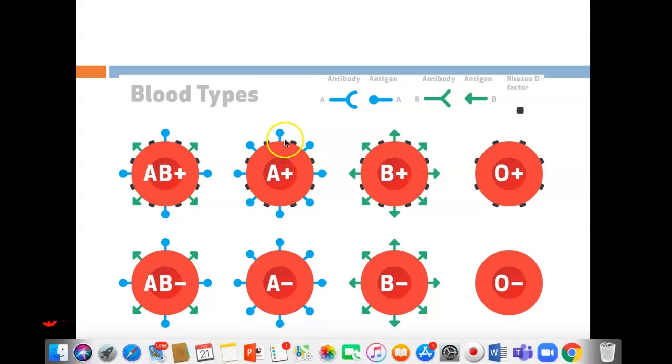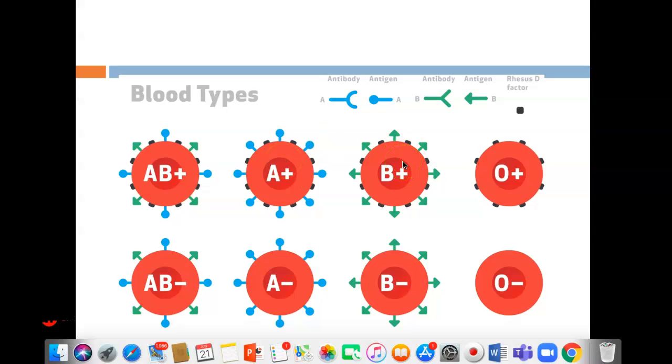We could receive something that has the A carbohydrate, this blue one, so it could get A negative. It couldn't get this one. It couldn't get this one. It couldn't get any of the ones that have the B antigen on it. So A positive can receive from O positive. Doesn't see anything foreign on that one. O negative, A negative, and other A positives. So hopefully that made sense.